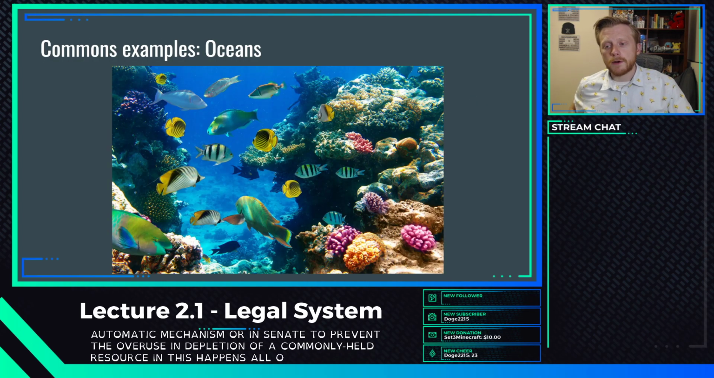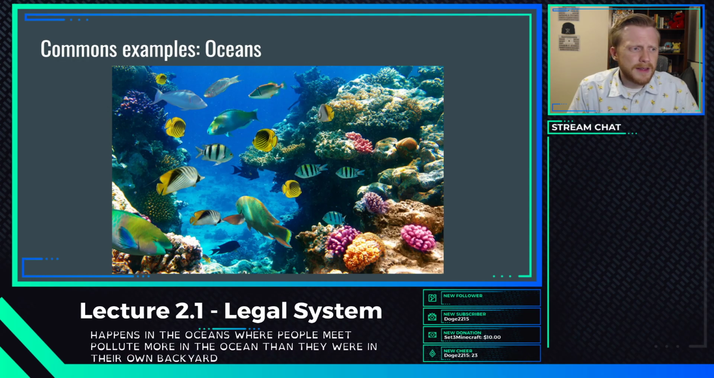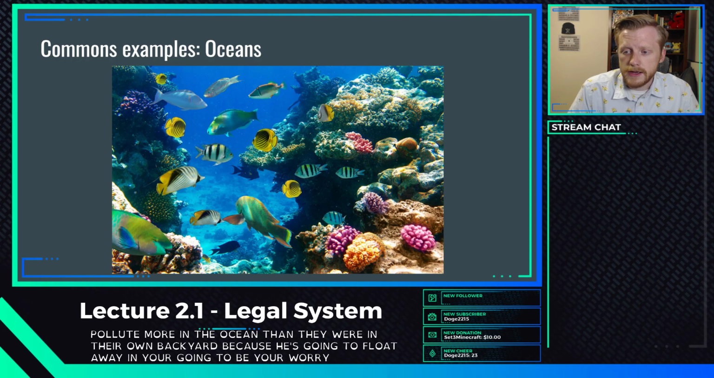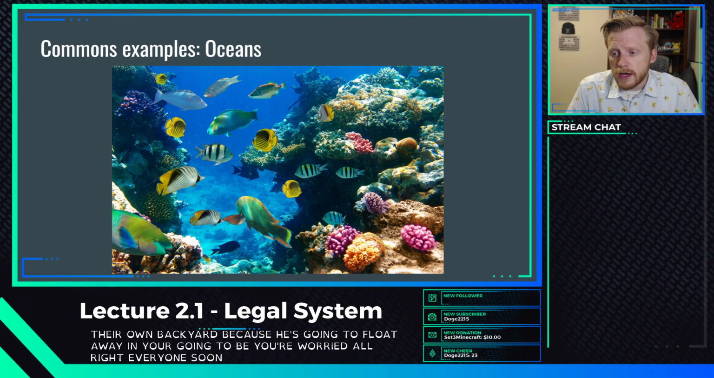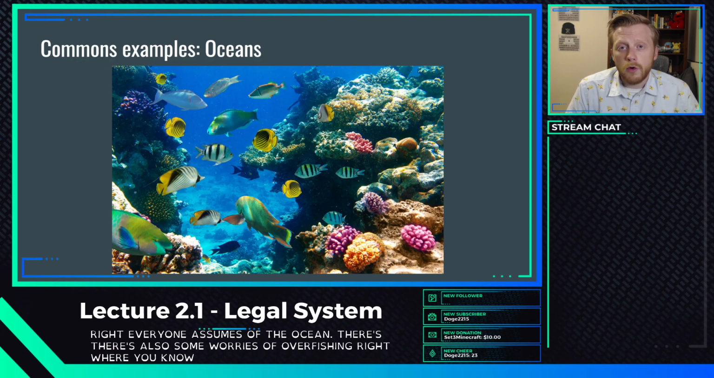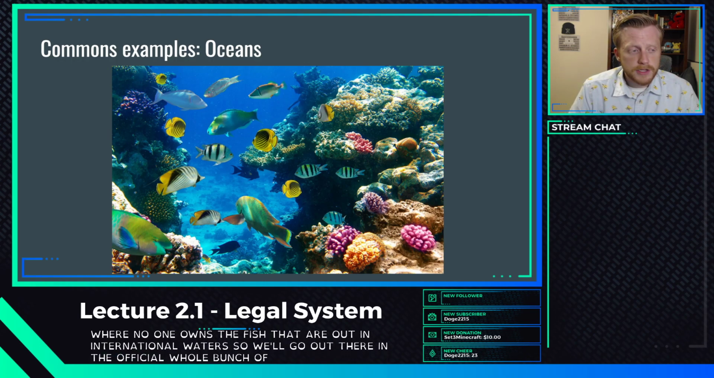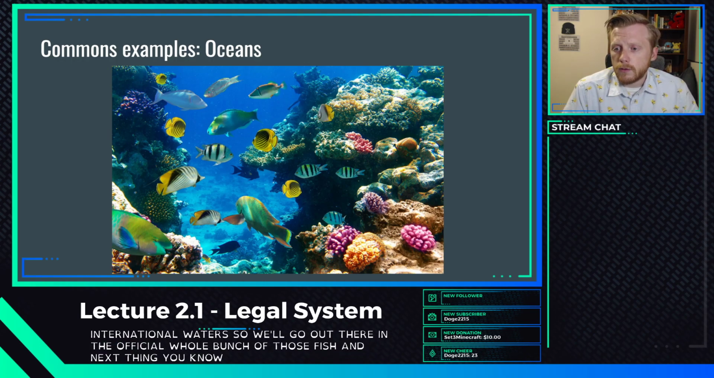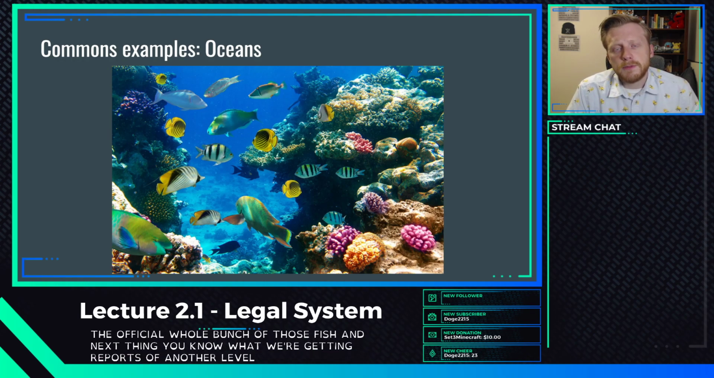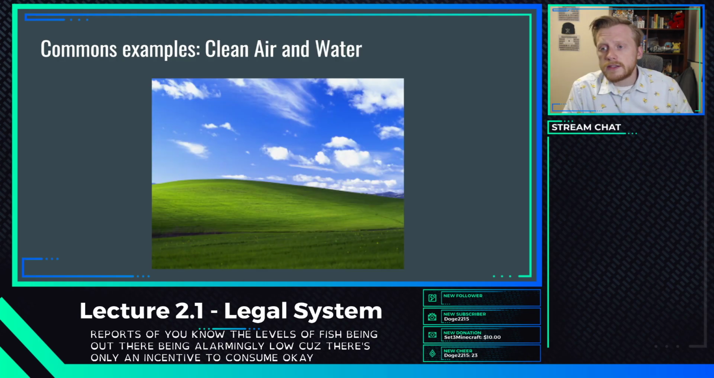And this happens all over, right? This happens in the oceans, where people may pollute more in the ocean than they would in their own backyard because that pollution is going to float away and it's not going to be your worry, all right? Everyone consumes the ocean. There's also some worries of overfishing, right, where no one owns the fish that are out in international waters, so they'll go out there and they'll fish a whole bunch of those fish, and next thing you know, we're getting reports of the levels of fish being out there being alarmingly low because there's only an incentive to consume.